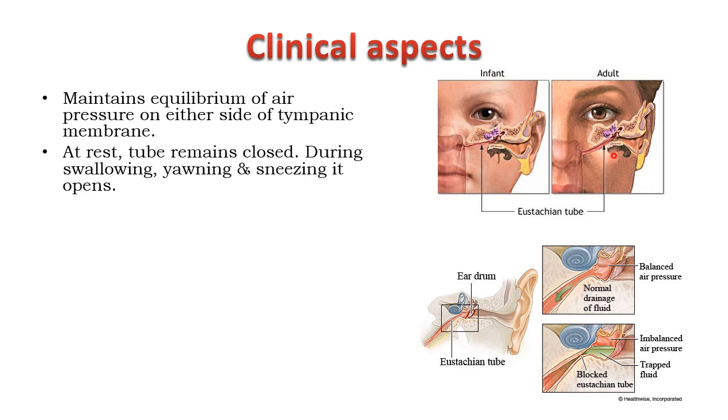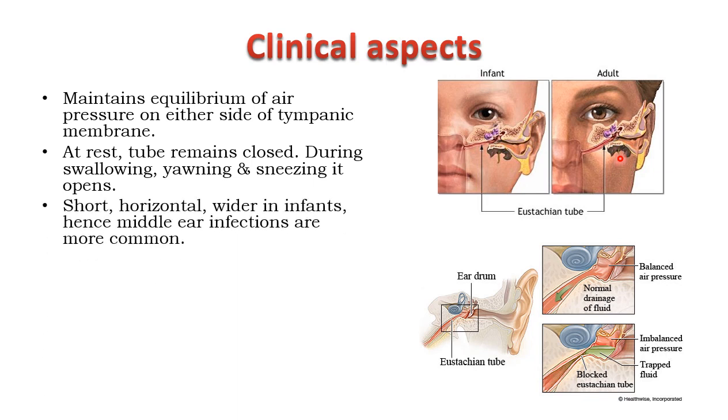At rest it is closed, but when you swallow or yawn or sneeze, naturally what happens? It opens. The tube pops up so that the air pressure is not disturbed and the tympanic membrane is not retracted. In children the tube is somewhat horizontal, whereas in adults it is oblique. So there is more chance of infections from the nasopharynx spreading to the middle ear. That is more common in infants because the tube is shorter and wider.